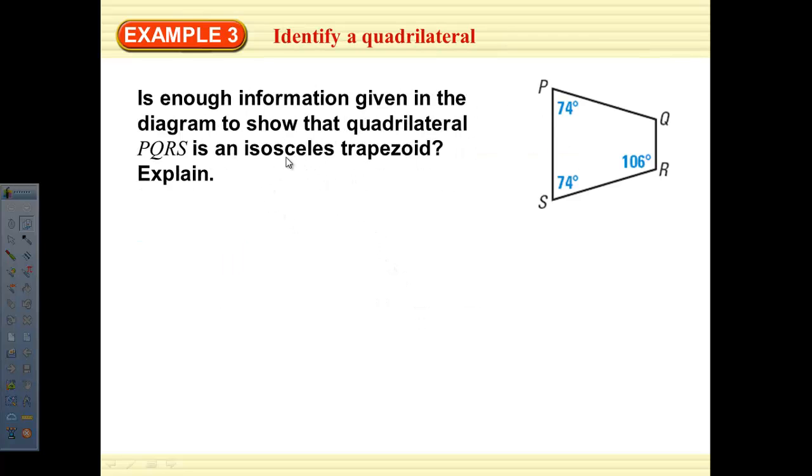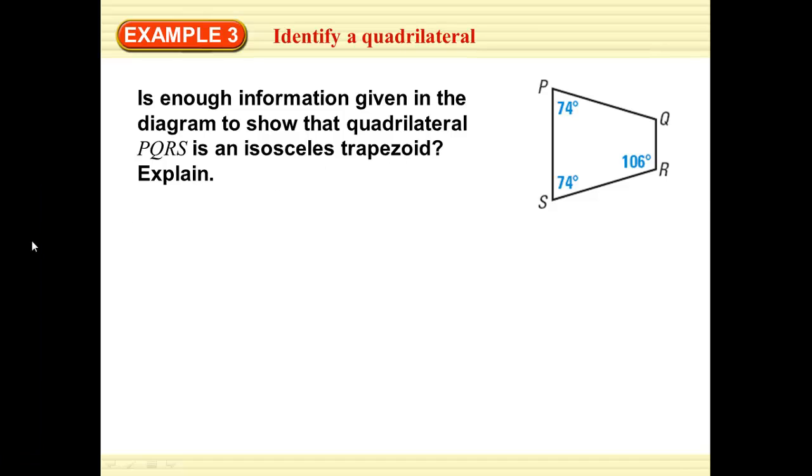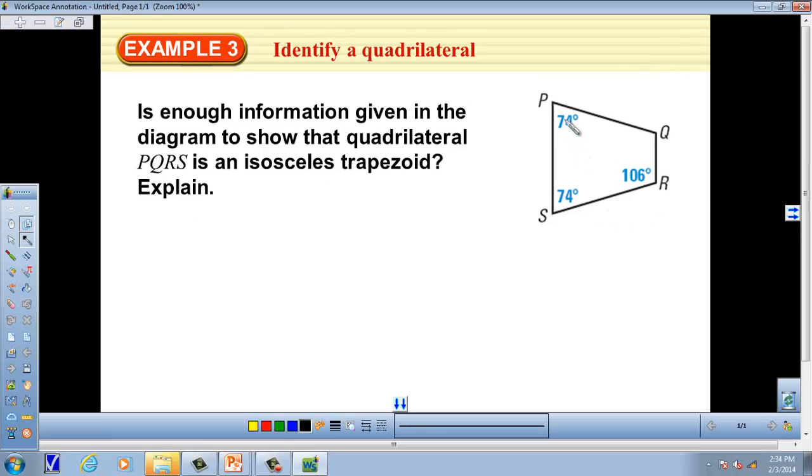Here's another one. We want to know if there's enough information here to show that it's an isosceles trapezoid. We know these two angles are equal. We know this is 106. If we figure this out, it would be 180 minus 74, and that gives you 106 here as well. We notice that both sets of base angles are congruent, so that is enough information. Remember, one of the properties of an isosceles trapezoid is base angles are congruent.